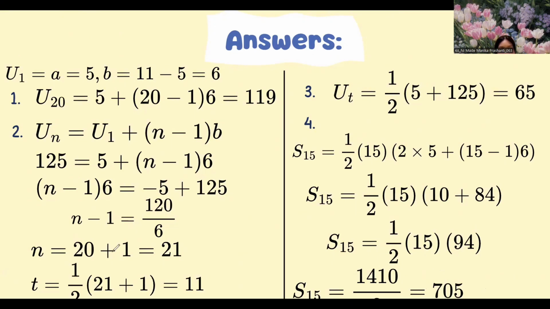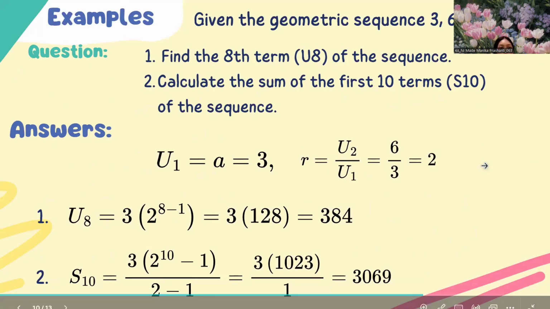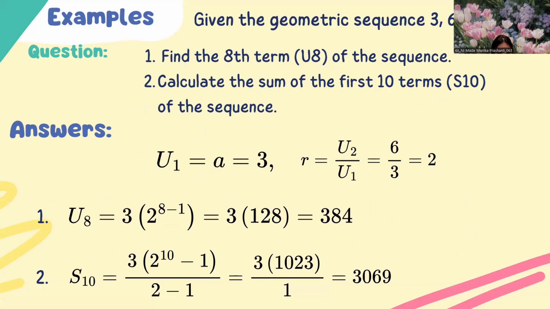Okay, next question is, given the geometric sequence 3, 6, 12, 24, and so on, the first question is find the 8th term of the sequence. Second question is calculate the sum of the first 10 terms of the sequence.